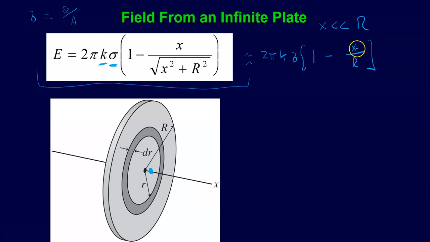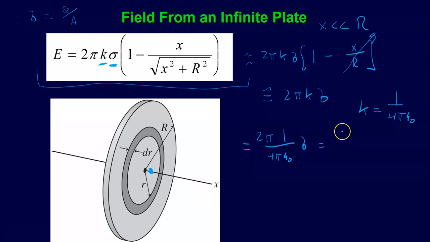And so if x is really tiny, I can just get rid of that completely, which gives me the approximate answer that the field from the infinite plane is 2 pi k times sigma. Now, it doesn't really matter, but the standard way people like to write this is to plug in for that k constant. So if you plug that in, it's 2 pi times 1 over 4 pi epsilon naught times sigma, and you get sigma over 2 epsilon naught.